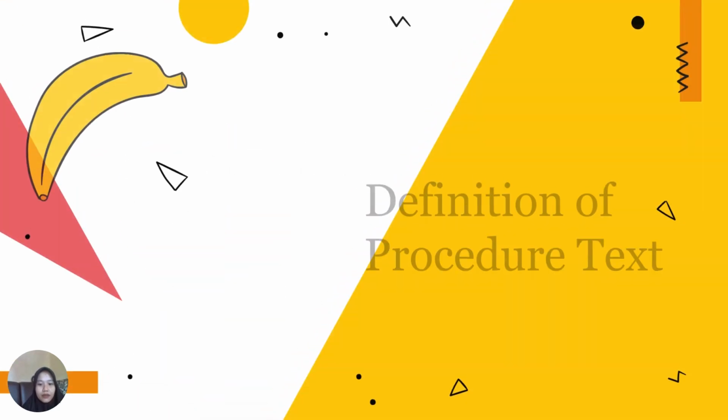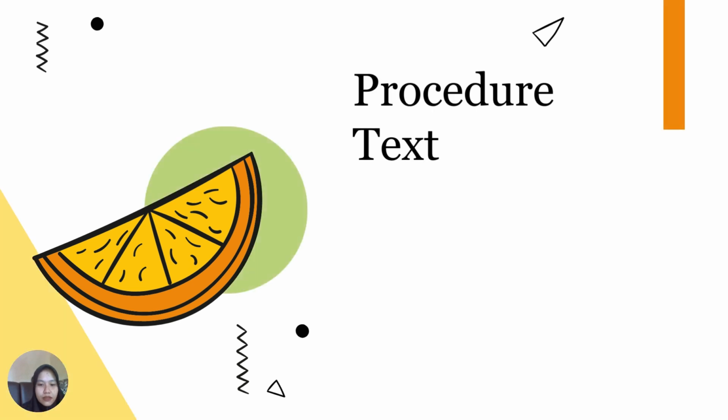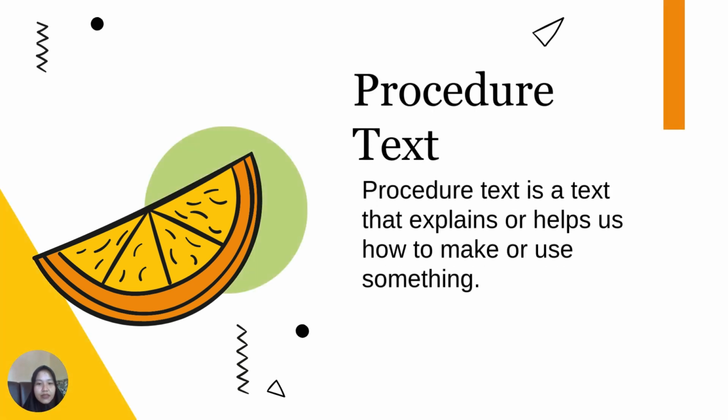So before we start, let me explain the learning objectives. By the end of the lesson, students are expected to understand the definition and purpose of procedure text, identify the generic structure and language features, analyze example text, and create their own procedure text based on the correct format. Alright, now let's begin the lesson.